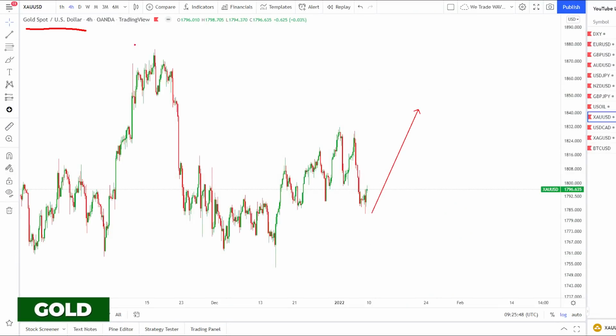Gold for this one, we do not think that this structure is enough for the drop. At the same time, this is a complete structure to the downside, and market can go all the way up to break this top once more. So, if we get a buy setup, we are going to take our buy setups for gold.